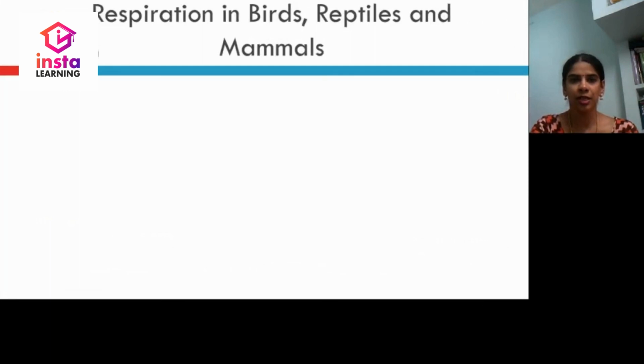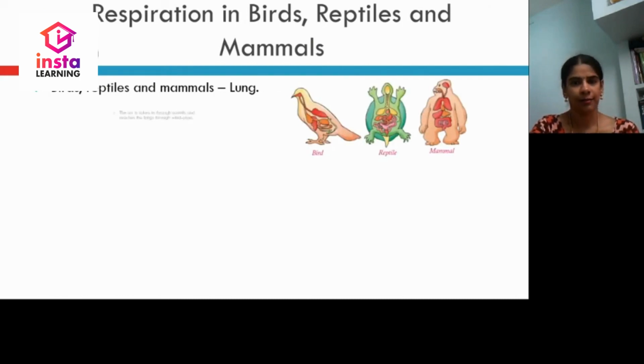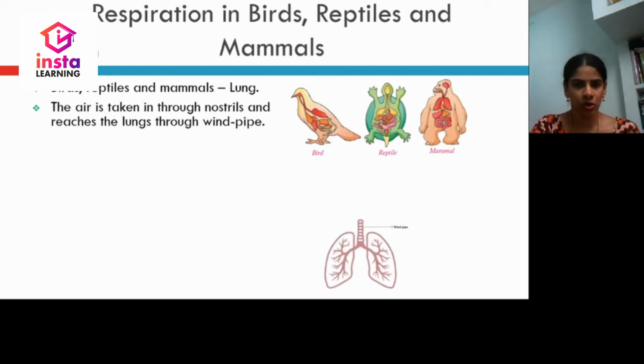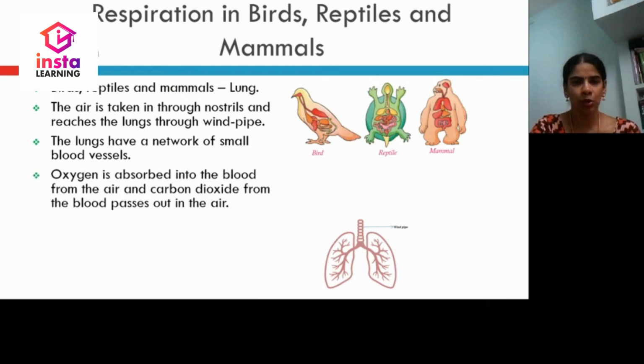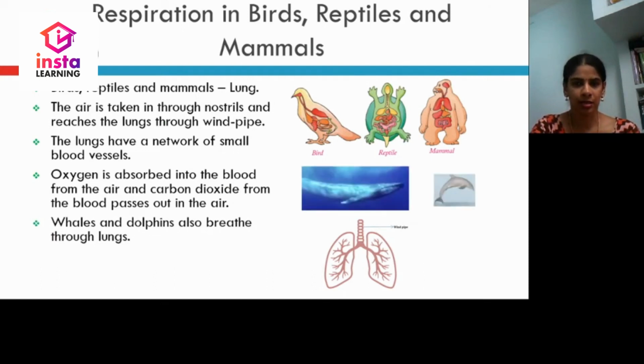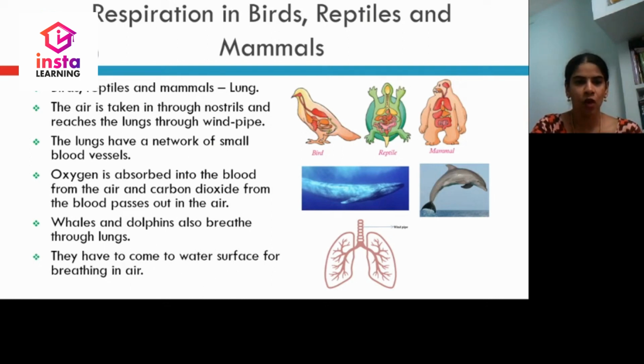Let us learn about respiration in birds, reptiles and mammals. Birds, reptiles and mammals breathe through lungs. The air is taken in through nostrils and reaches the lungs through the windpipe. The lungs have a network of small blood vessels. Oxygen is absorbed into the blood from the air and carbon dioxide from the blood passes out in the air during respiration. Whales and dolphins also breathe through lungs. They have to come to the water surface for breathing in air.